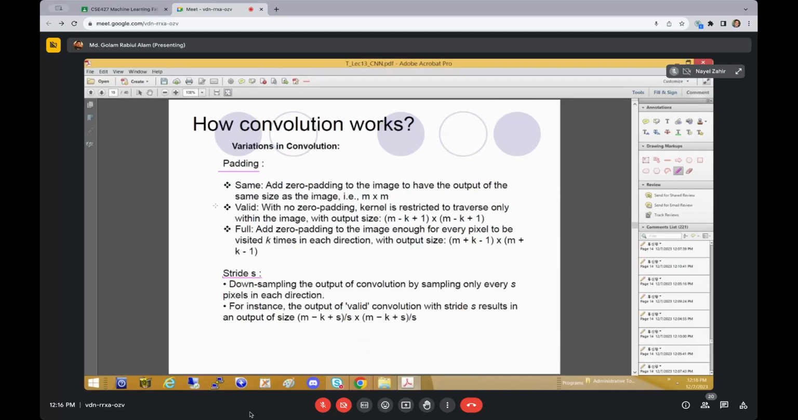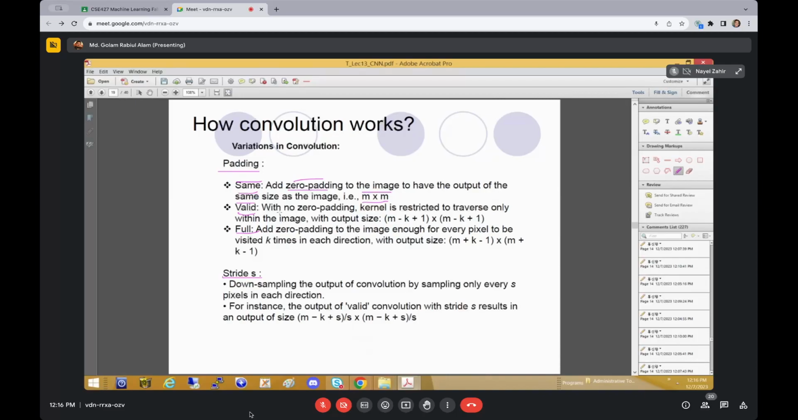So here the padding can be same, valid, or full. So 3 kinds of padding. Same means add zero padding to the image to have the output of the same size as m by m. So same means we want the same size of output as the image size. For that, we have to apply the zero padding. Then the output size will be m by m. That means m by m is the image size and the output size will be m by m.